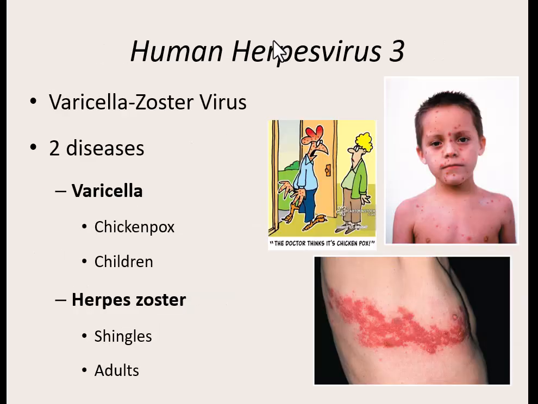Human herpes virus 3, again, most people don't think of it as a herpes virus, is the varicella zoster virus. And it's called the varicella-zoster because it causes 2 different diseases, even though it's one virus. And the 2 diseases it causes are varicella and herpes zoster. Varicella, no one usually thinks about this particular disease because they normally call it chickenpox. And children are the top individuals that get chickenpox. Although now we have a vaccine.